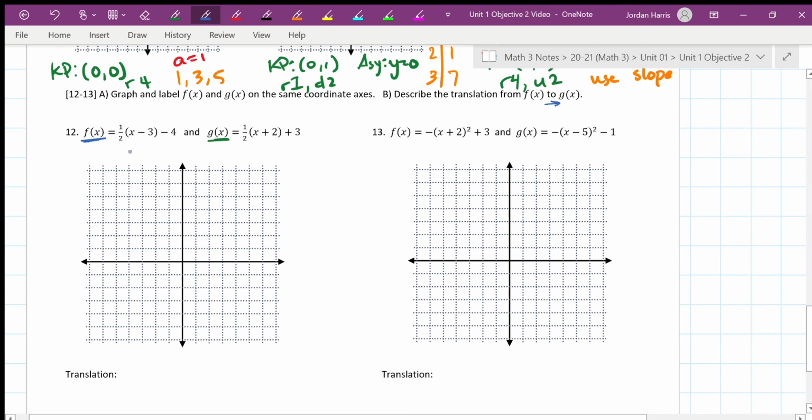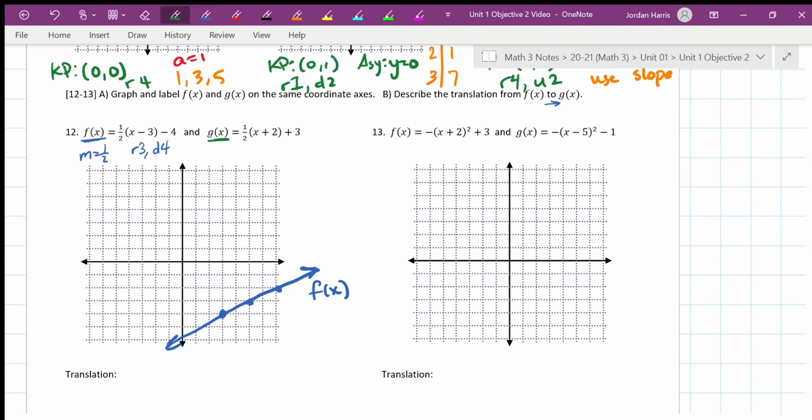Okay, so for f of x, I have a right 3, down 4 shift, and a slope of 1/2. So we start at our key point, 0, 0, right 3, down 4. And then we follow our slope, up 1 over 2, up 1 over 2, and that's f of x. And make sure you label it. If you have more than one graph, you gotta label it.